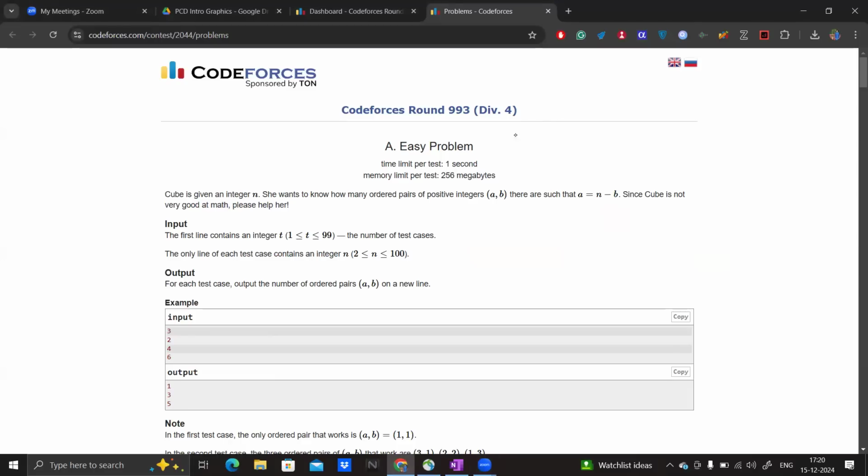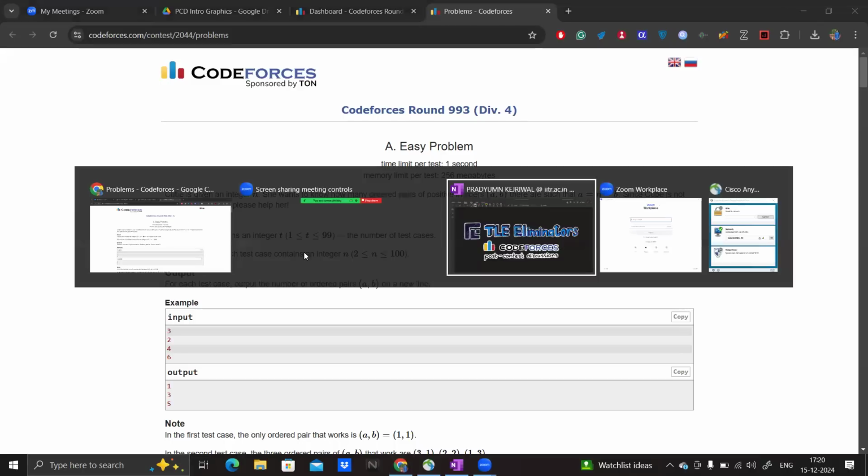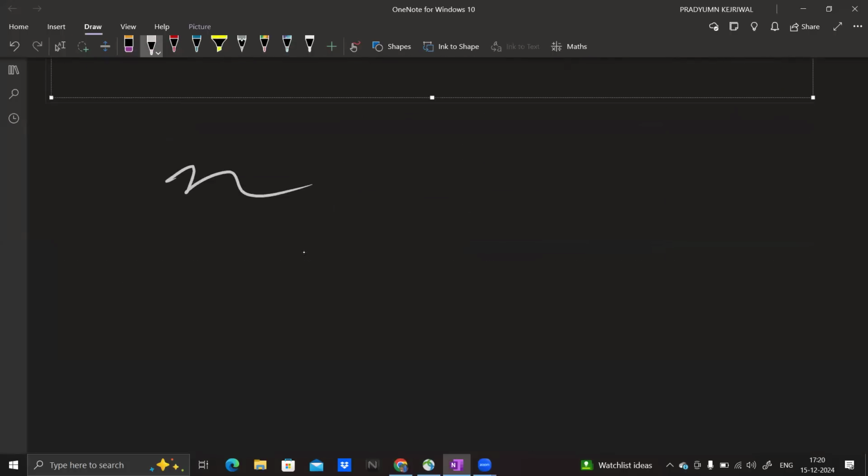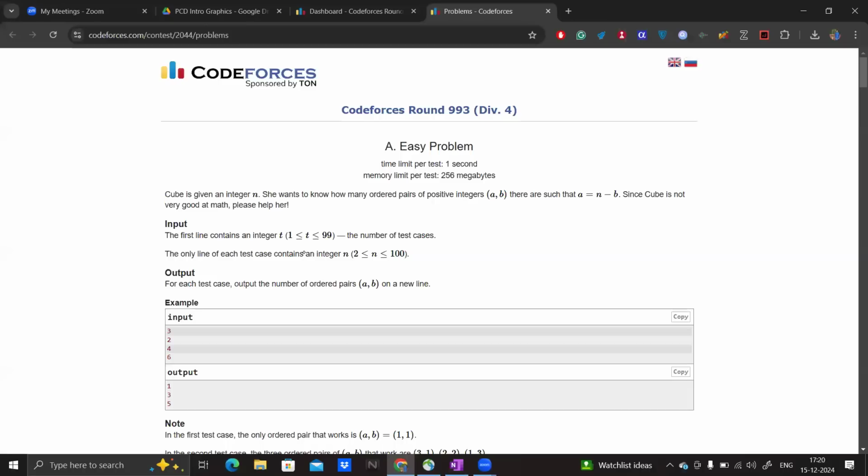That is actually it describes how it is. So the problem is you are given an integer n, and you want to know how many ordered pairs of positive integers there are such that a equals n minus b, right? So you are given n and you have to print the number of ordered pairs of positive integers such that a equals n minus b. So this is like I think a doable question. Like that would be an overstatement, I think. Like you are given n, and you have to find out the number of ordered pairs such that a equals n minus b.